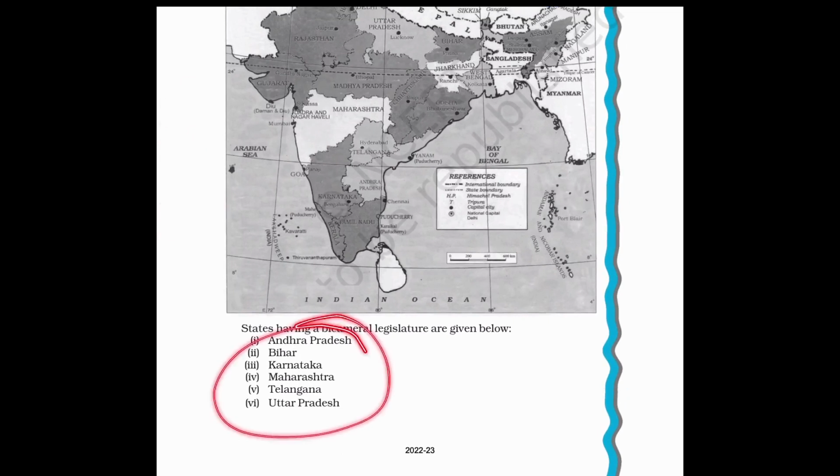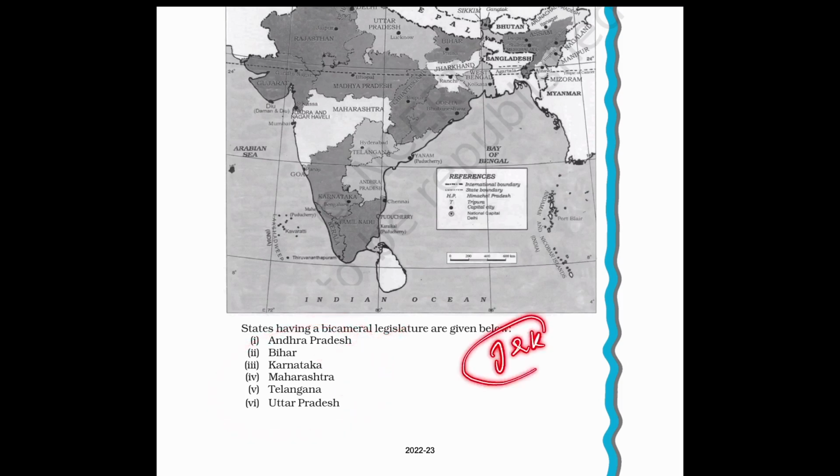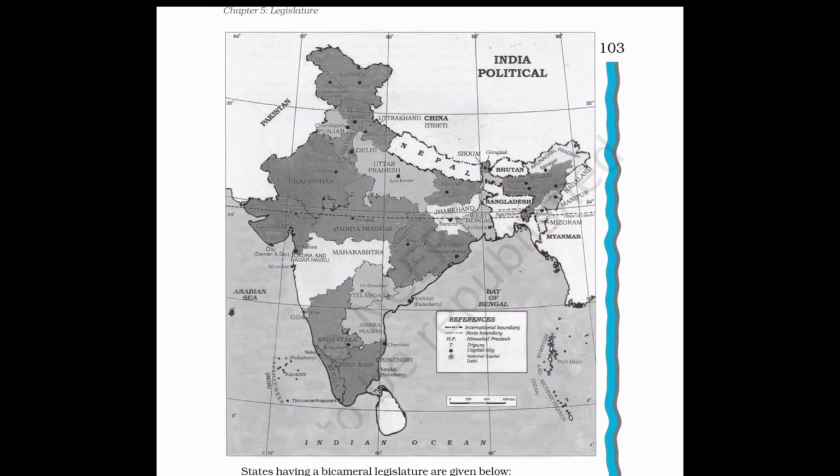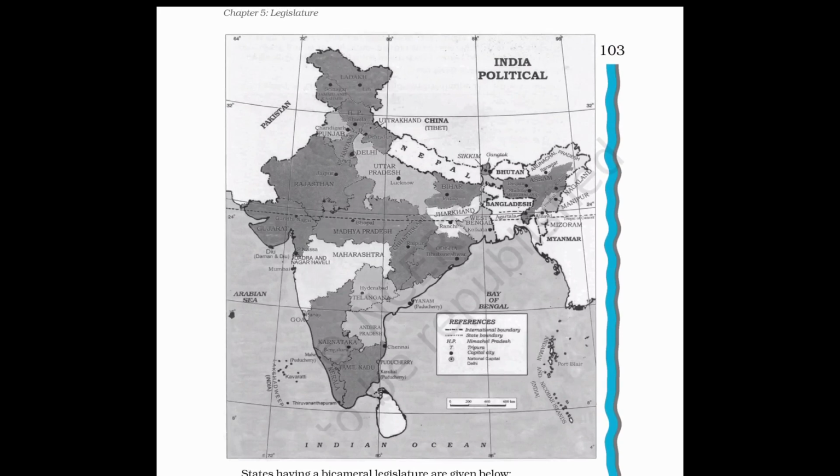These are the names you need to remember. Andhra Pradesh, Bihar, Karnataka, Maharashtra, Telangana, and Uttar Pradesh. Earlier J&K was also there, but now it is not considered a state, so of course that doesn't matter. So states में आपको ये याद रखना है, ठीक है? This is anyways the map that you can see here.